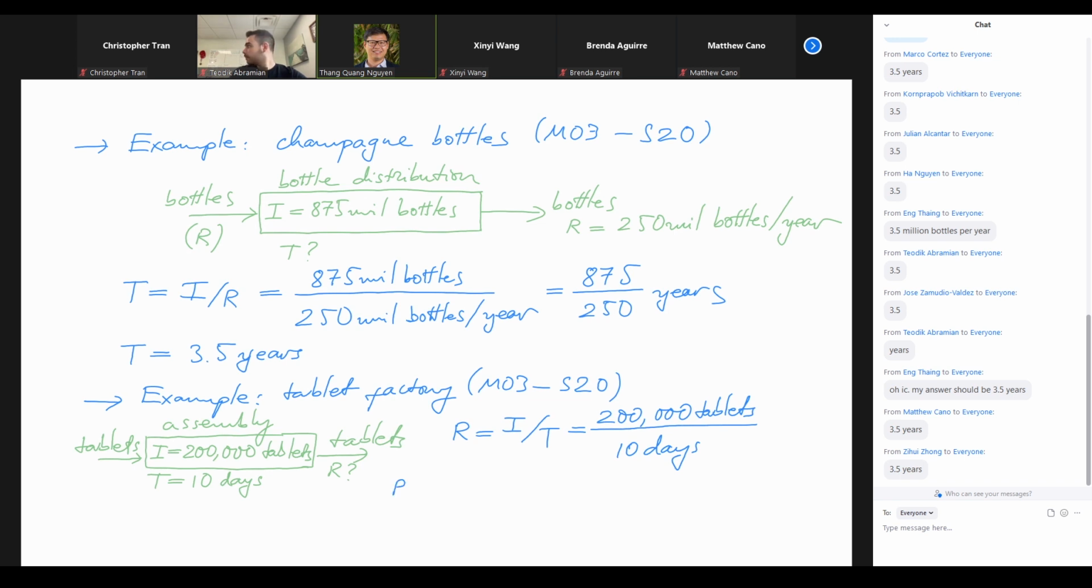So at the end, the R will be the following. The tablets and the days, they will stay because there's no way for us to cancel them out, right? So we only do the number here, and at the end we have 20,000. And then tablets, we keep that unit, divided by day, or per day when we say it in daily language, right? So the flow rate every day is 20,000 tablets.